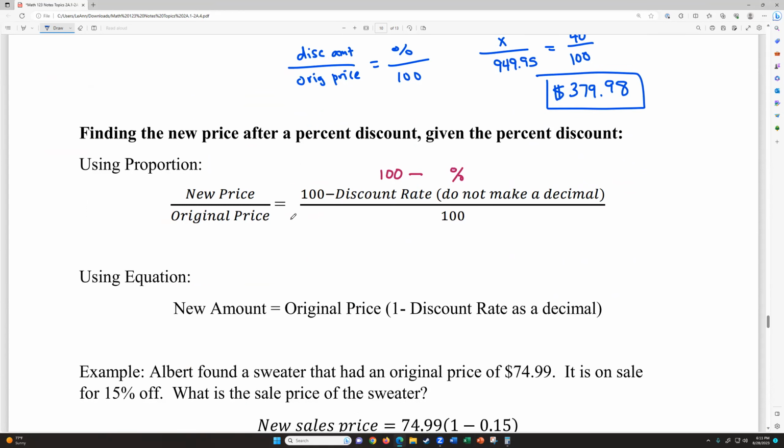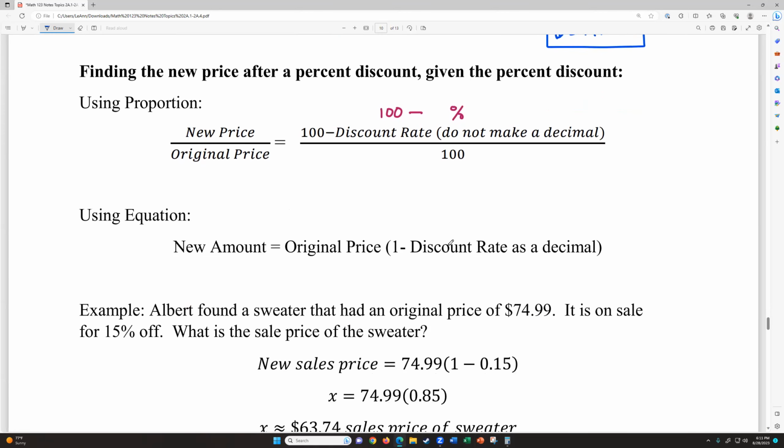This is how to figure out the actual walking-out-the-door new price after the discount has already been taken off. The big change here is that instead of a markup, where we did a plus percent, for the discount we're going to do a minus percent. Again, if you want to do it using proportions, that's fine. You can also do it using the percent equation.